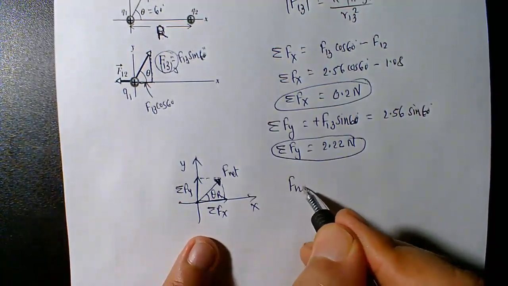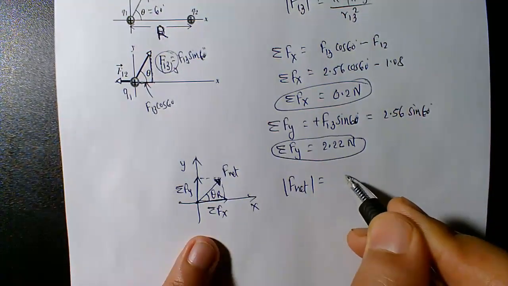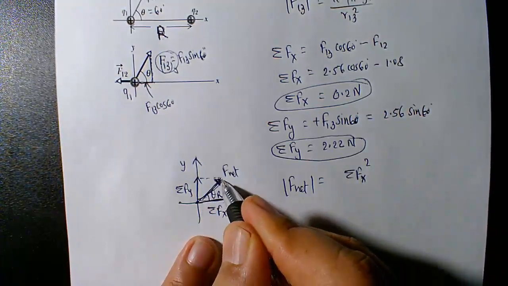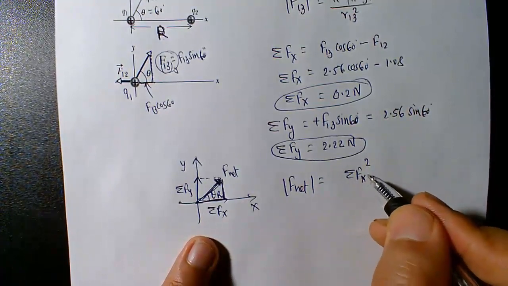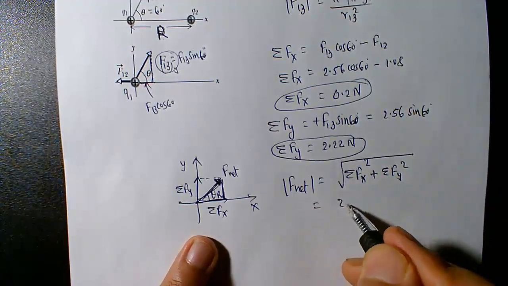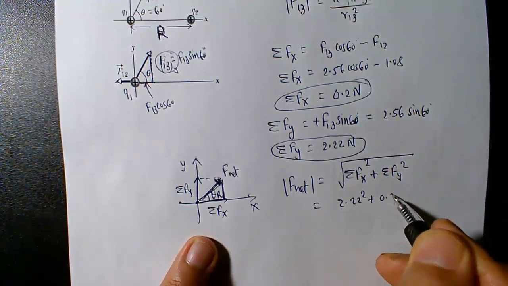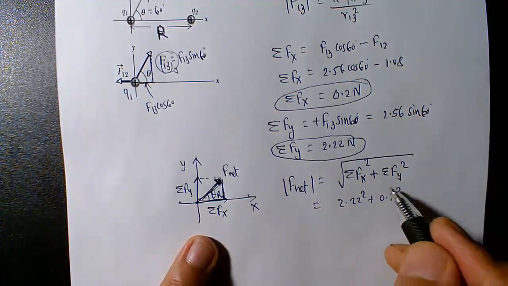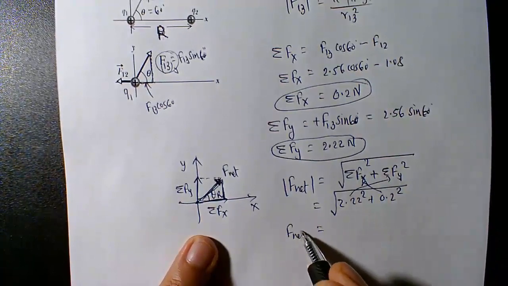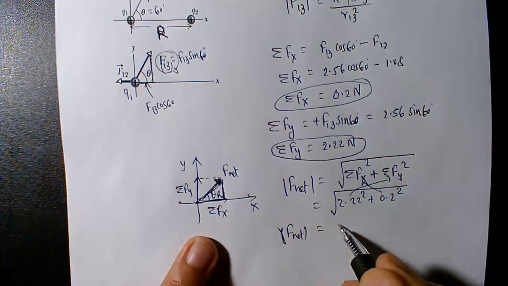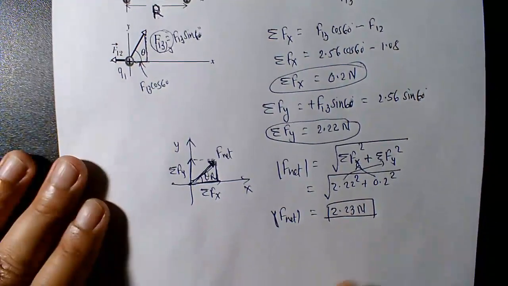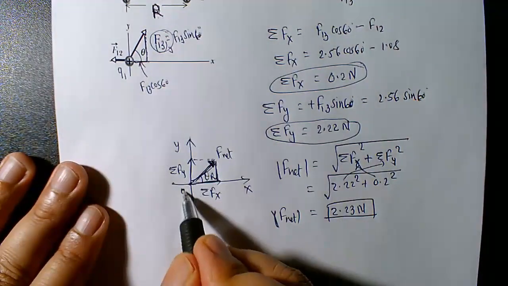So the net force magnitude is given by just the Pythagorean theorem, right? Because this is given by this square plus that square. So the sum of the x component squared plus the sum of the y component squared, and we have all the numbers, right? Square root, that's fine. So the net force is almost the same as the y component, so it's 2.23 newtons. So that's the net electrostatic force acting on charge q1, right?